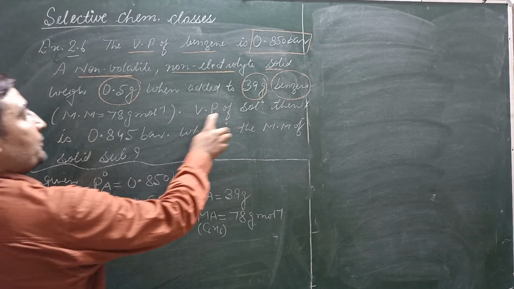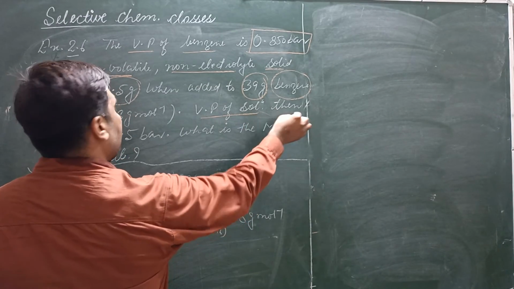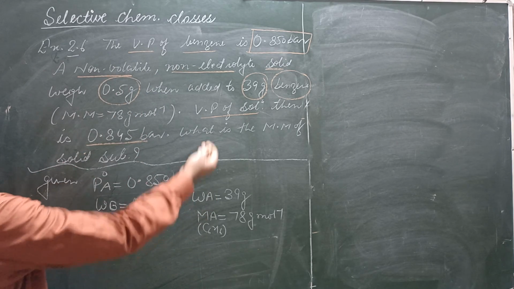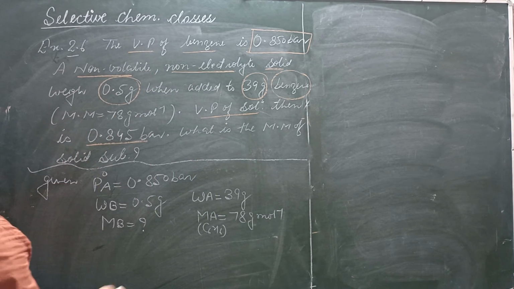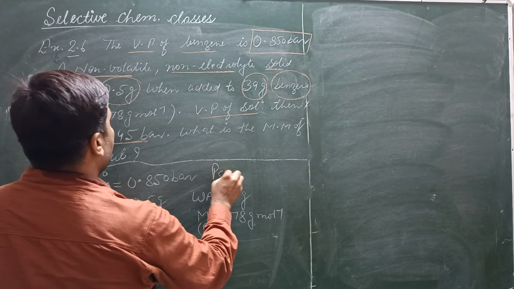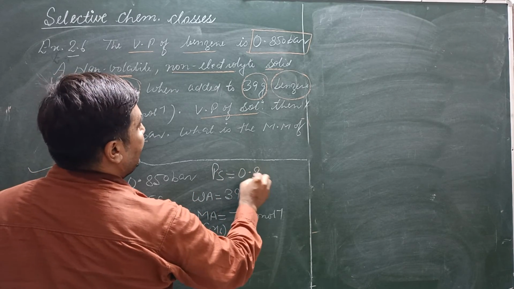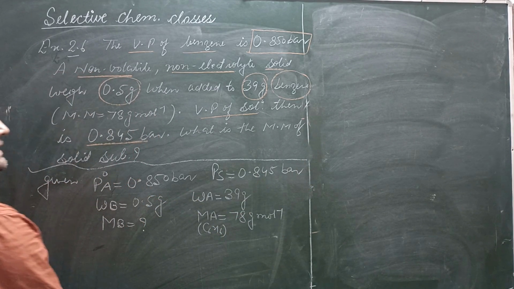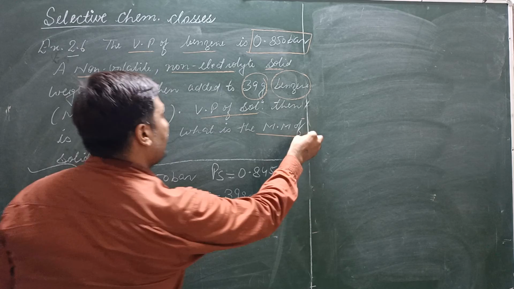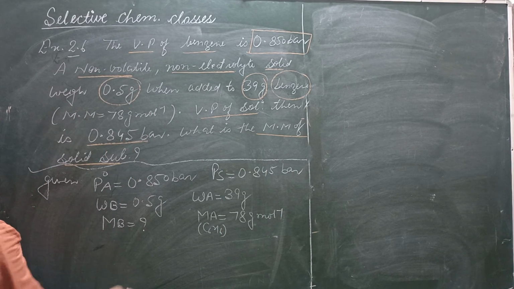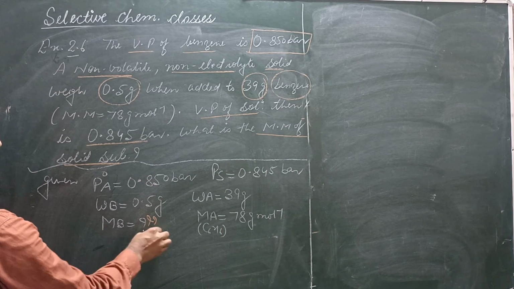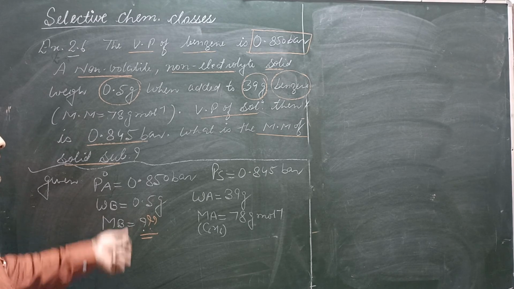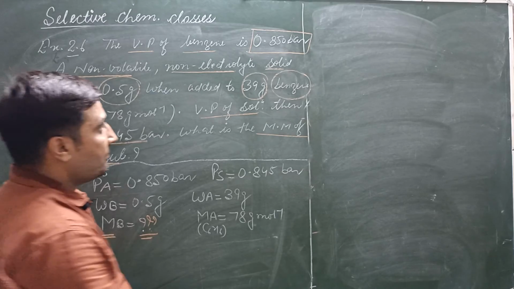The vapor pressure of the solution then is this much. When it is added to the benzene, the vapor pressure of the solution comes out to be, it means PS, 0.845 bar. What is the molar mass of the solute we are to find out? It means MB we are to find out. This term we are to find out. So let's start. All other conditions are given.